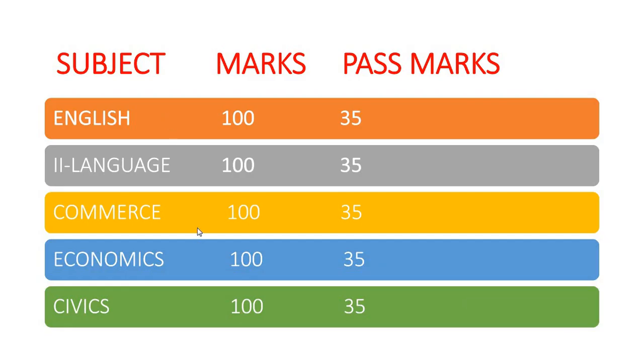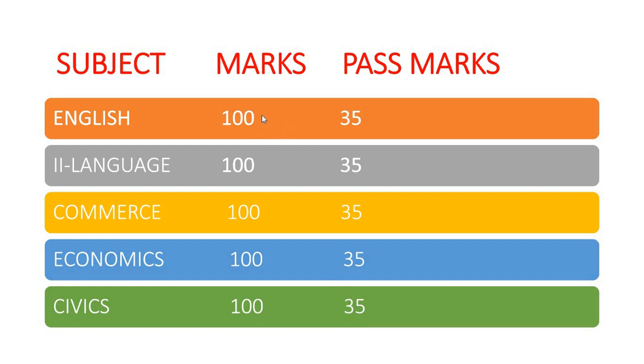So subject wise, for CEC students, English is for 100 marks, out of that they should score 35 marks in order to pass. And second language, like Hindi, Telugu, Urdu, Arabic or Sanskrit, is for 100 marks, and in order to pass, you have to score 35 marks. Commerce is for 100 marks, passing marks is 30, economics is for 100 marks, and to pass, you need to score 35 marks. Civics is for 100 marks, and in order to pass, you have to score 35 marks.